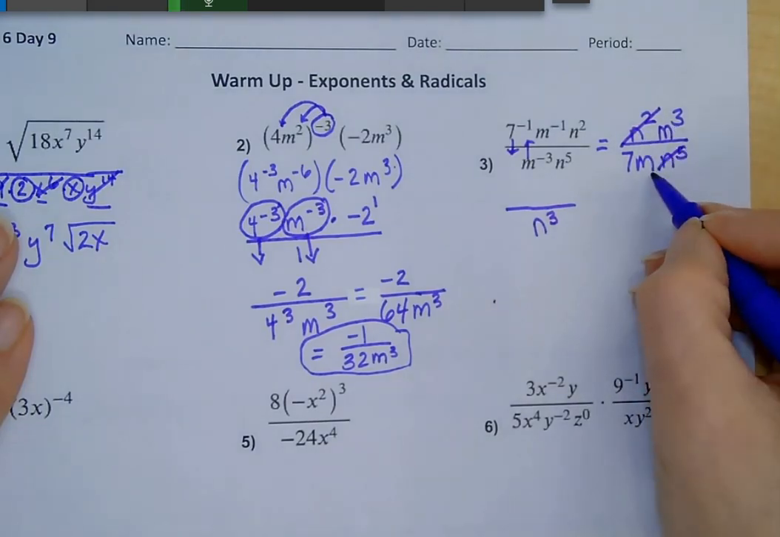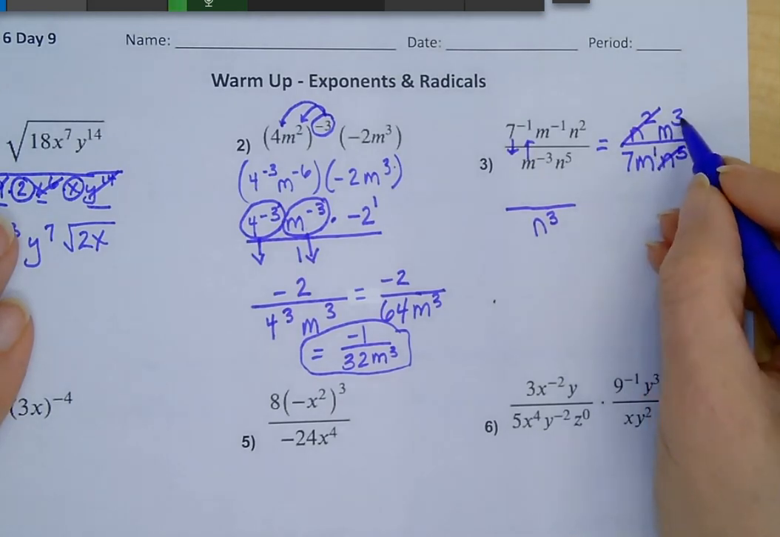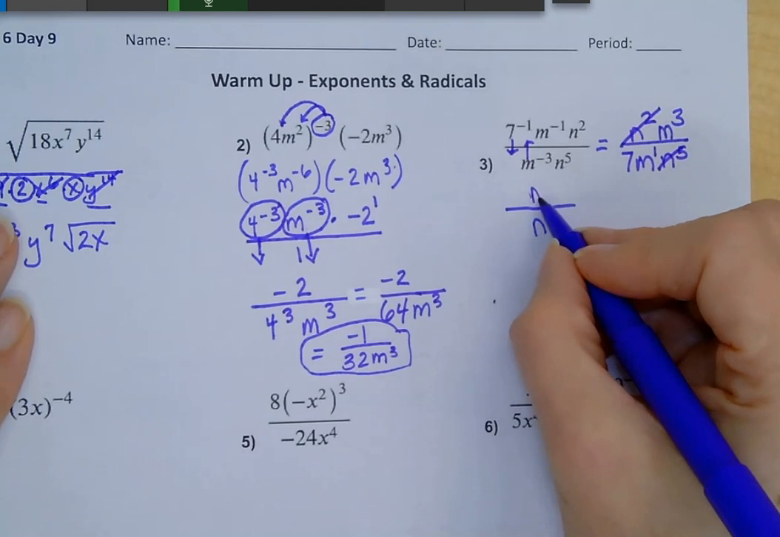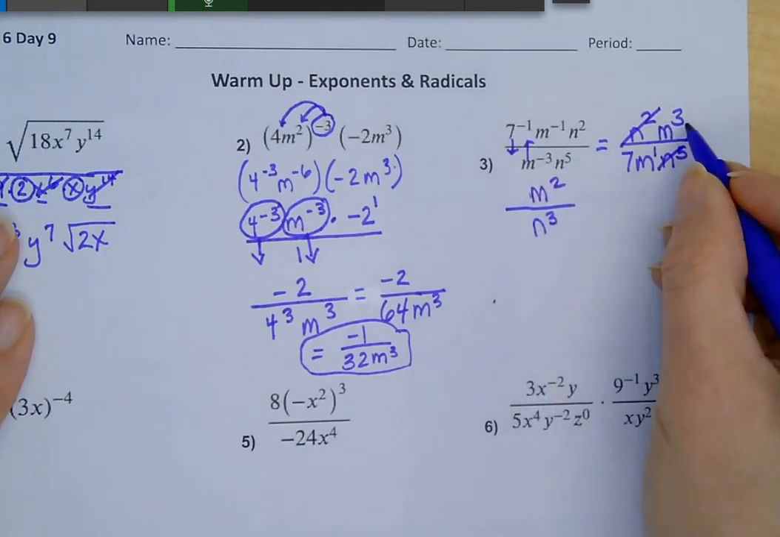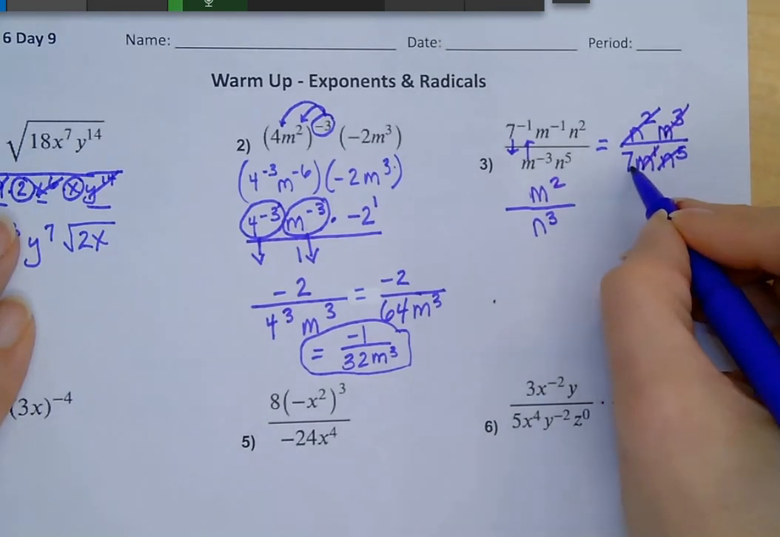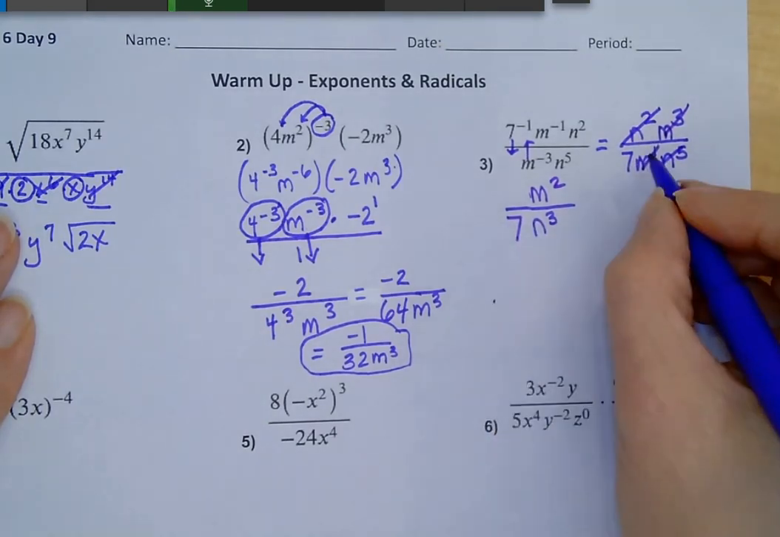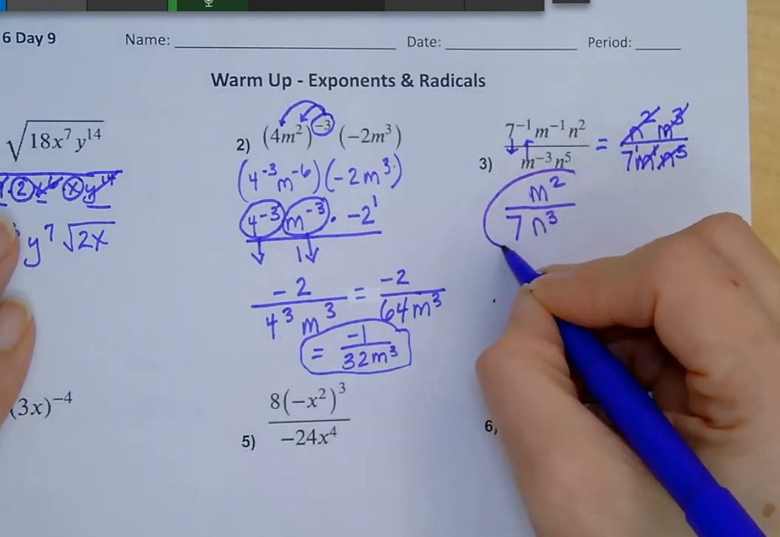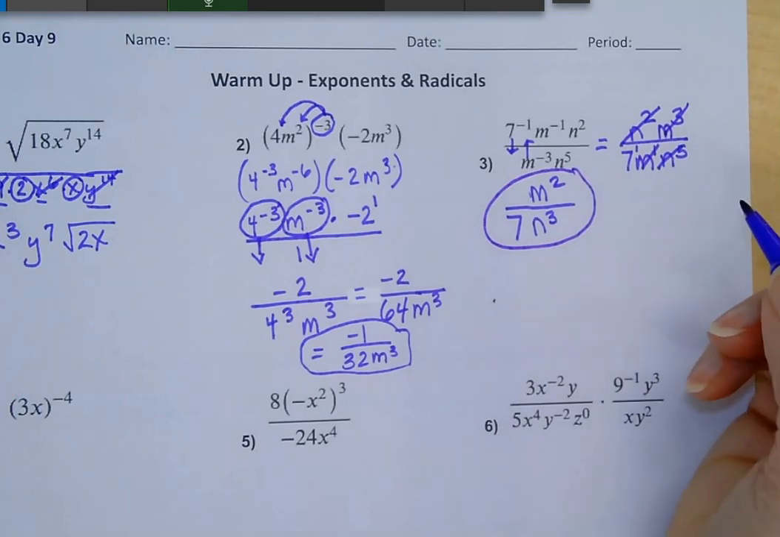m to the third over m to the 1. It's going to be m to the 3 minus 1. It's going to be m squared. And I keep m squared wherever the bigger exponent started out, so I'm in the numerator. Those m's are taken care of. And then 7 is still in the denominator. It now has a positive 1 exponent, so it just stays right where it is. So that should be my answer, m squared over 7n cubed.